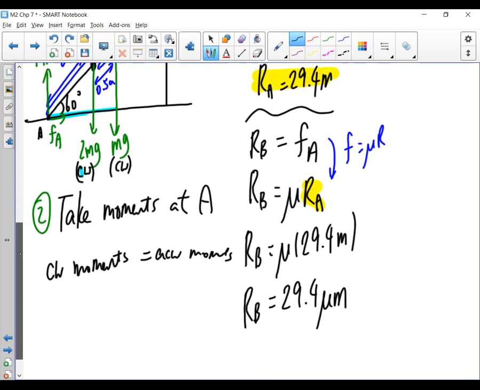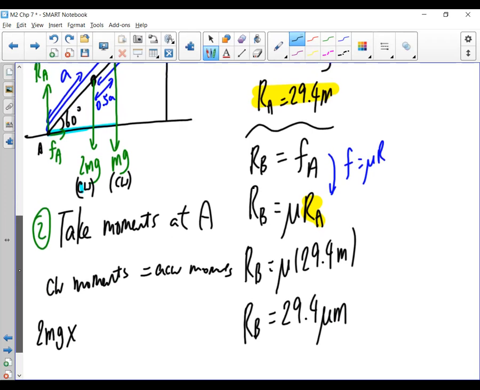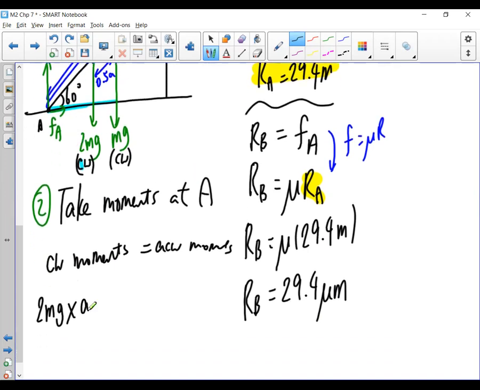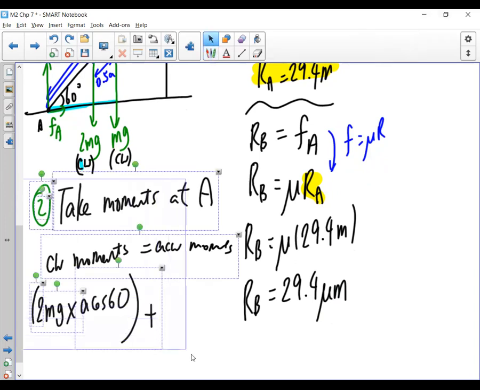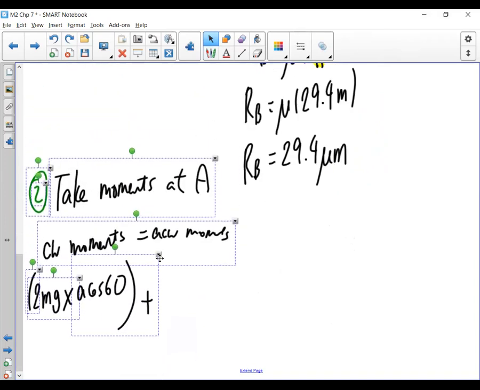So what is a clockwise moment? 2 mg. So 2 mg, the force, times the distance. So what's the distance? Again, the distance is what I highlighted in blue, this horizontal line. That will be A cos 60. So 2 mg times A cos 60. So that's the moment for 2 mg. What else? Actually, let me bring this down. I need a bit more space.